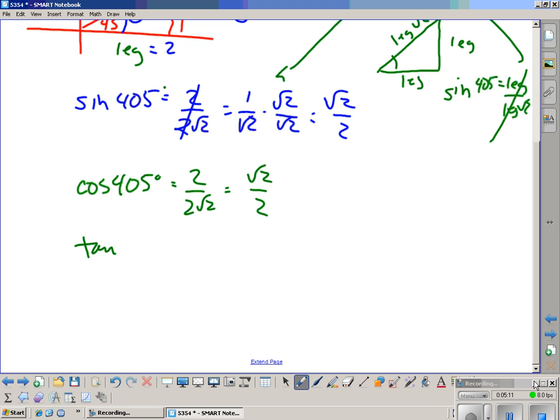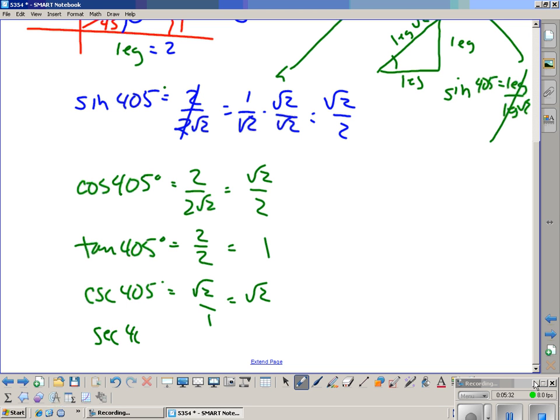Tangent of 405. That was really nice. So that's just going to be leg over leg, so that's going to be 1. And then for your cofunctions, cosecant, which is based off sine, is just going to be the reciprocal of that, so that's going to be root 2 over 1, or root 2. That's going to be the same thing for secant, because it's the same thing. And then cotangent, luckily, is the same thing. The reciprocal of 1 is 1.